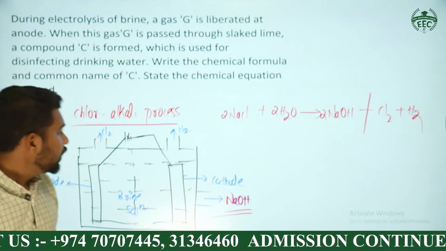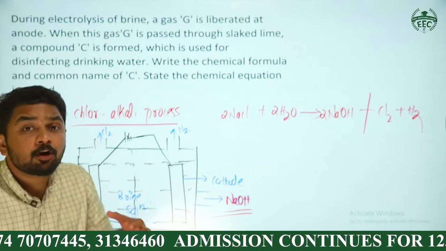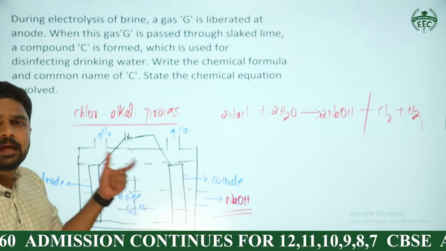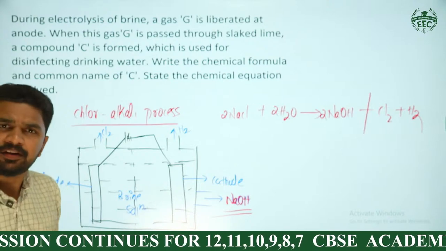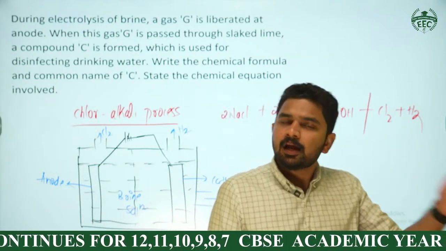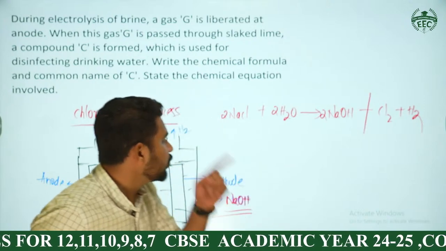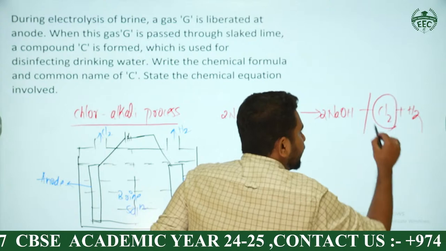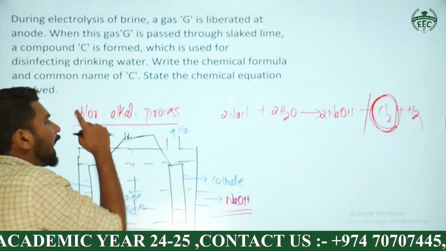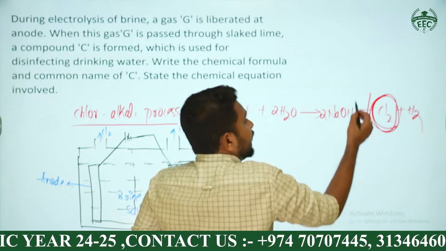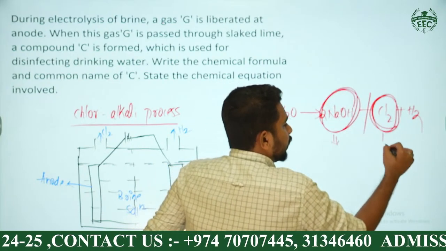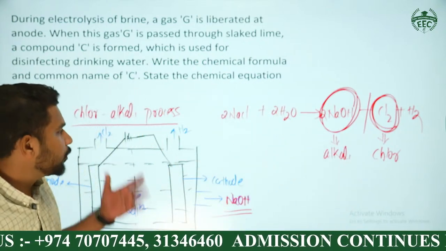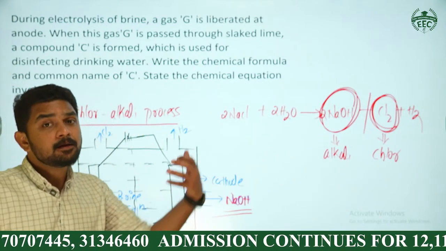But before that, guys, there can be a question. If any question from chloralkali process is asked, you can expect a question like this: why is it named the chloralkali process? Now you know. Chlor means chlorine, which is produced during the process. And alkali means it is not hydrogen, it is NaOH. So this is chlor and this is alkali. That's why the process is named the chloralkali process.